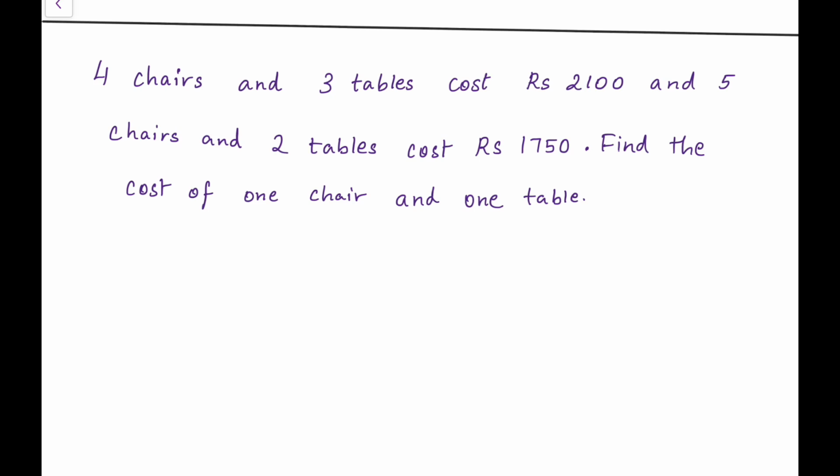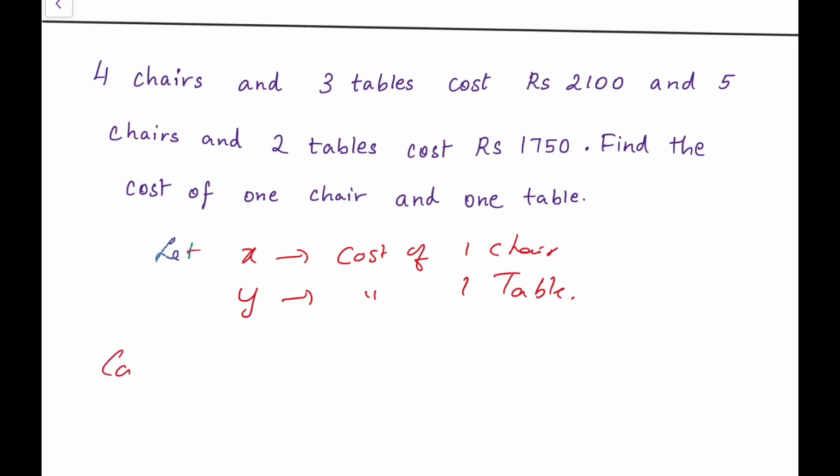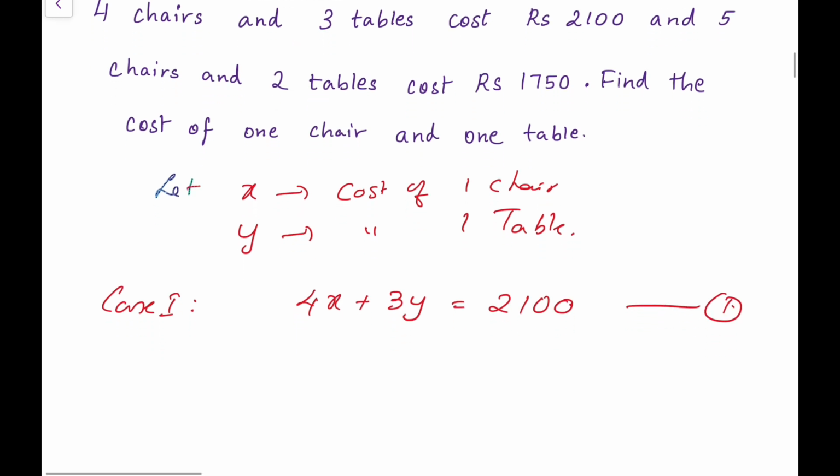So here 4 chairs and 3 tables. So let us assume, let X be the cost of 1 chair and Y be the cost of 1 table. So what will be the first case? Case 1. 4 chairs and 3 tables. So 4 chairs means 4 into X plus 3 tables, so 3 into Y. The total is 2100. This is equation 1.